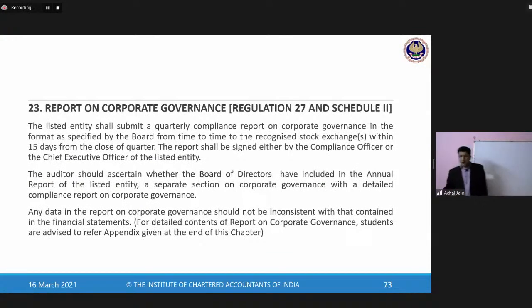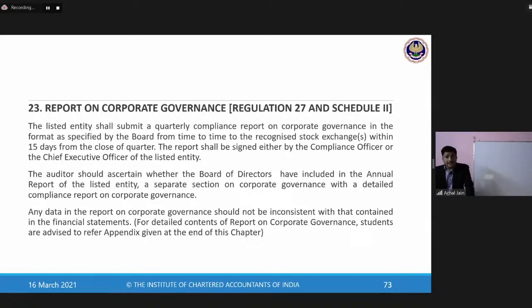Next is about the report on corporate governance. Every listed company shall submit a quarterly compliance report on corporate governance in the format prescribed by the board from time to time to the stock exchange within 15 days from the close of the quarter. And this has to be signed by the compliance officer or the CEO, something which we discussed, right?